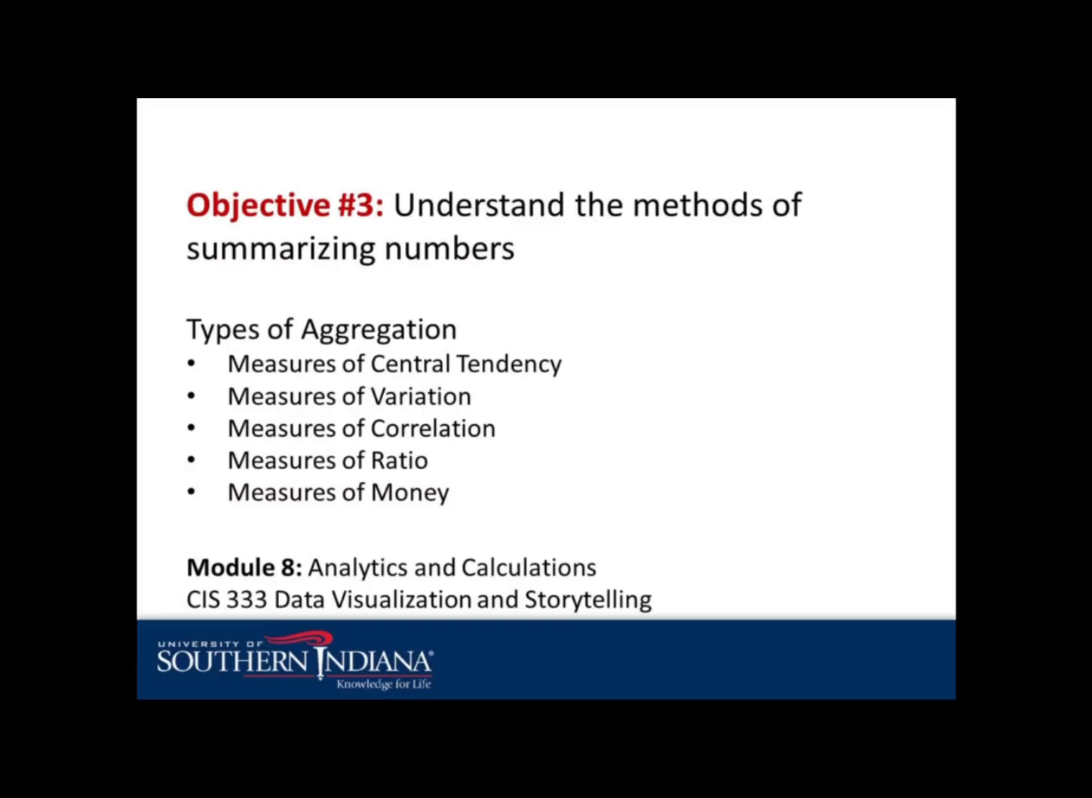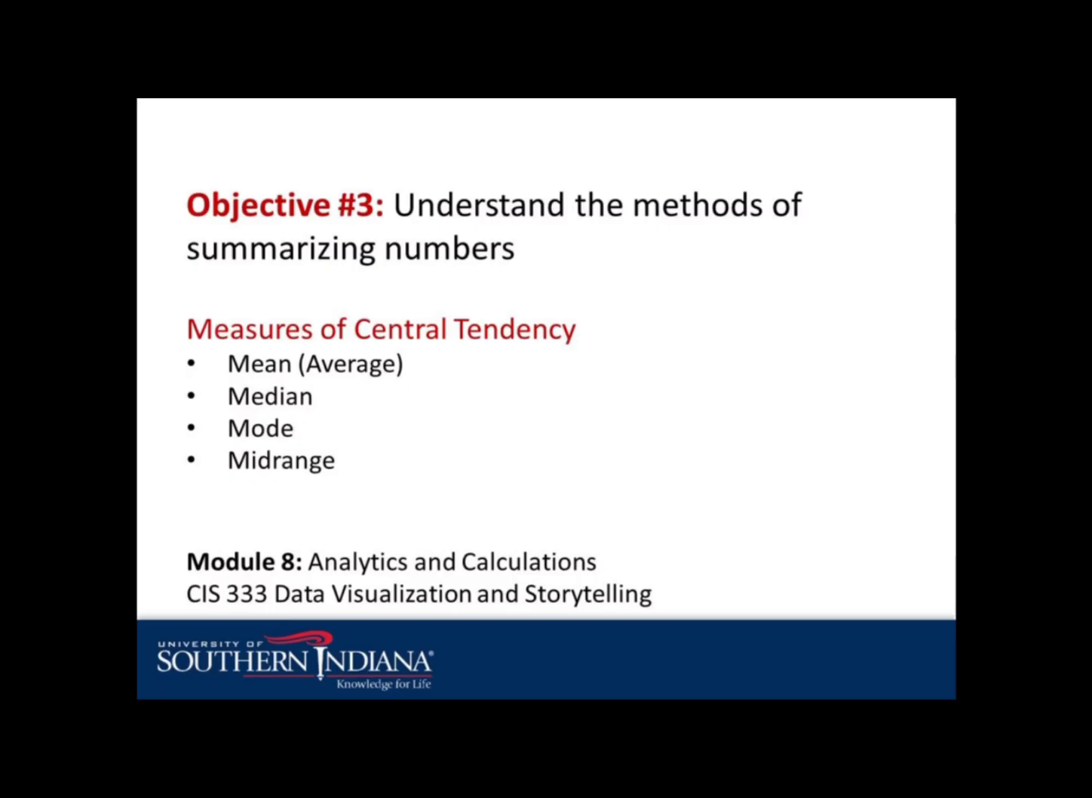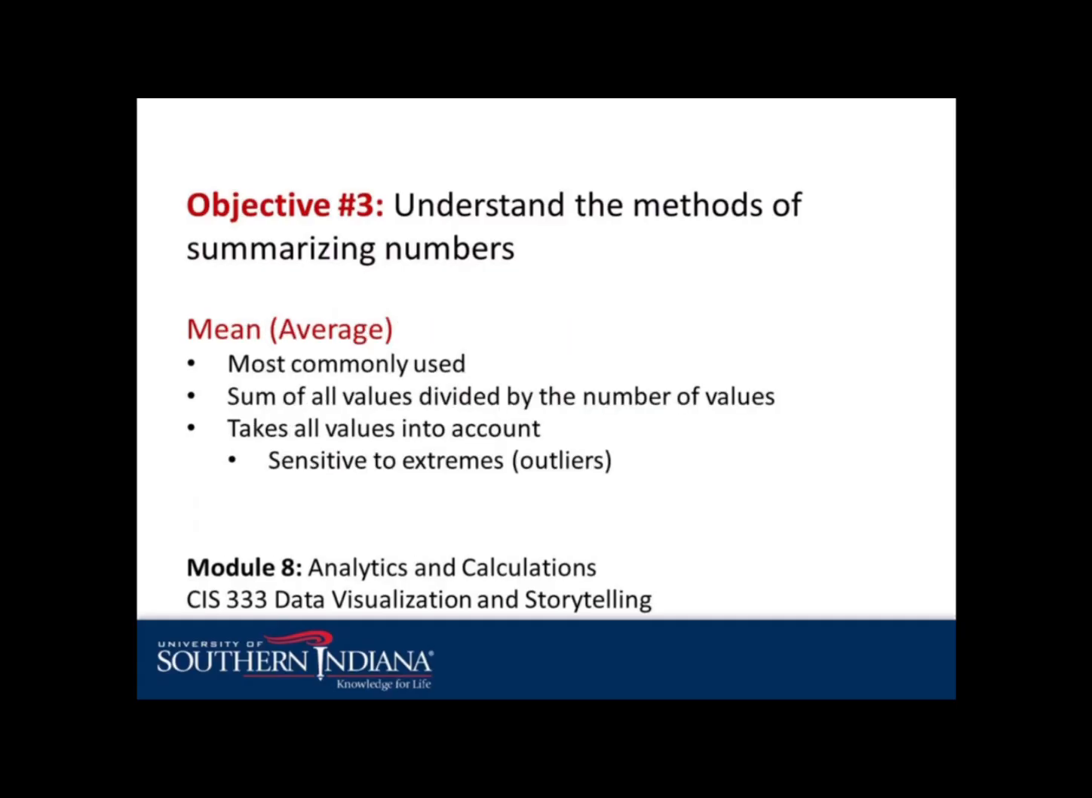And let's look at all the different types of aggregations. So we have measures of central tendency. That's the one you're going to see most frequently, and probably the one you're going to be dealing with the most in this course. There's also measures of variation, measures of correlation, measures of ratio, and then measures of money. So let's start with measures of central tendency. You have the mean or the average, you have the median, you have the mode, and you have mid-range.